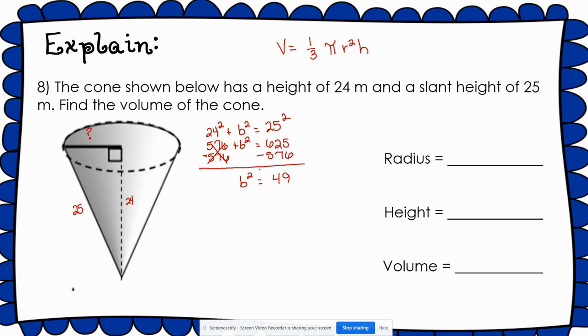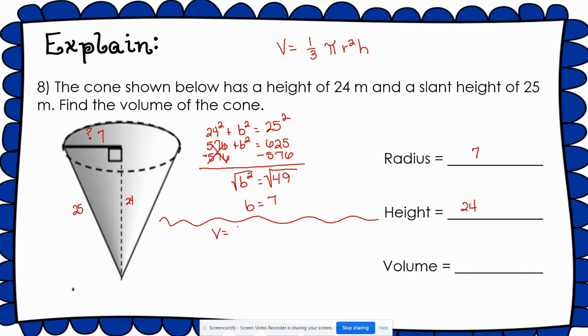To get b by itself, we need to get rid of this exponent. That means we need to find the square root of both sides of this equation. That leaves us with b equals, and then the square root of 49 is 7. So that means that the radius here is 7. We already knew that the height was 24, and now we can use all of that to find the volume.